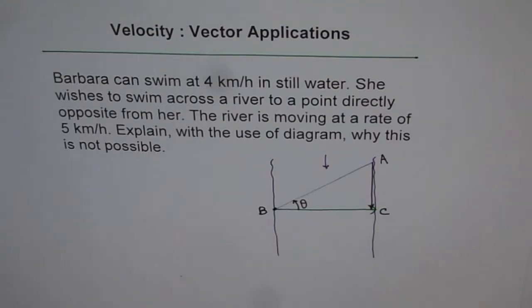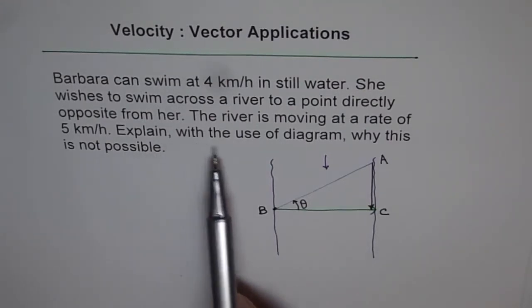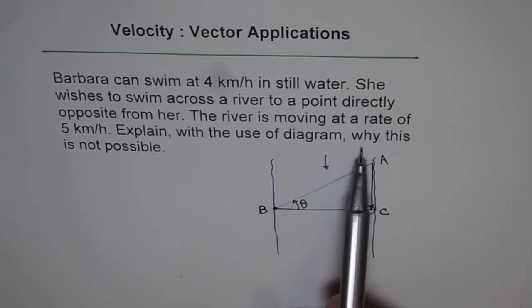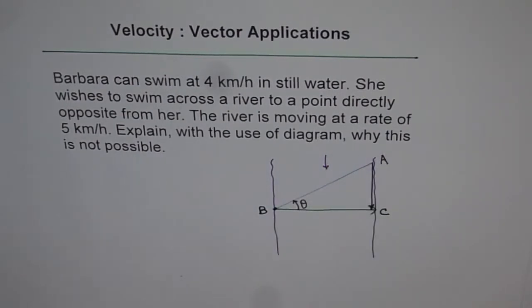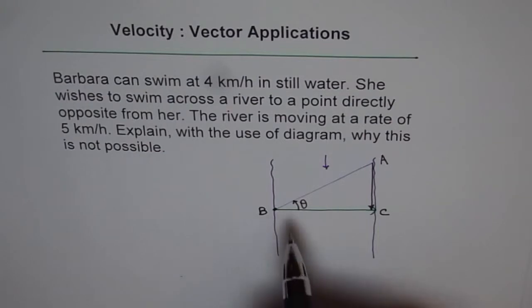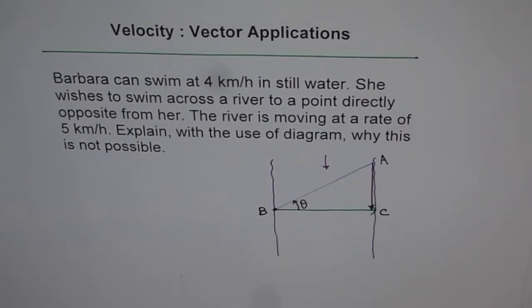Now the question says, explain with the use of a diagram why this is not possible. Why is it not possible? That is the question. So think about it and then answer. This is very interesting. Can it be so? Or can you find an angle which can say, well, this is possible? Well, we have another solution to this.